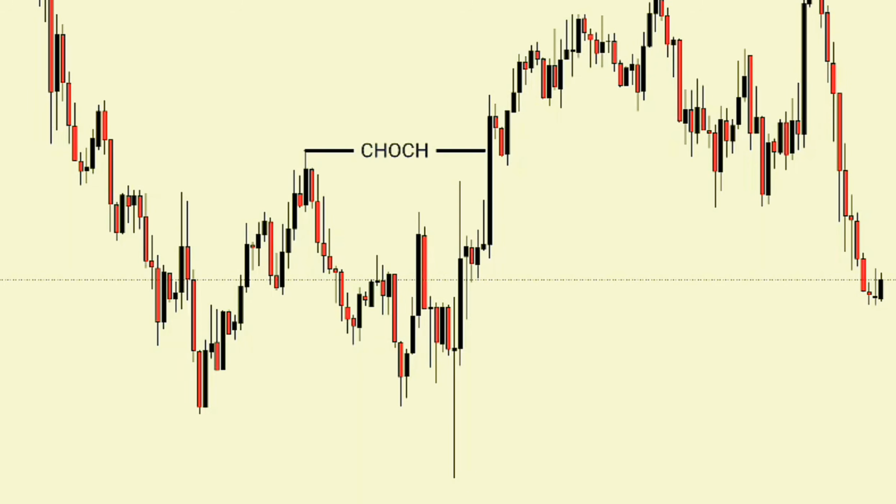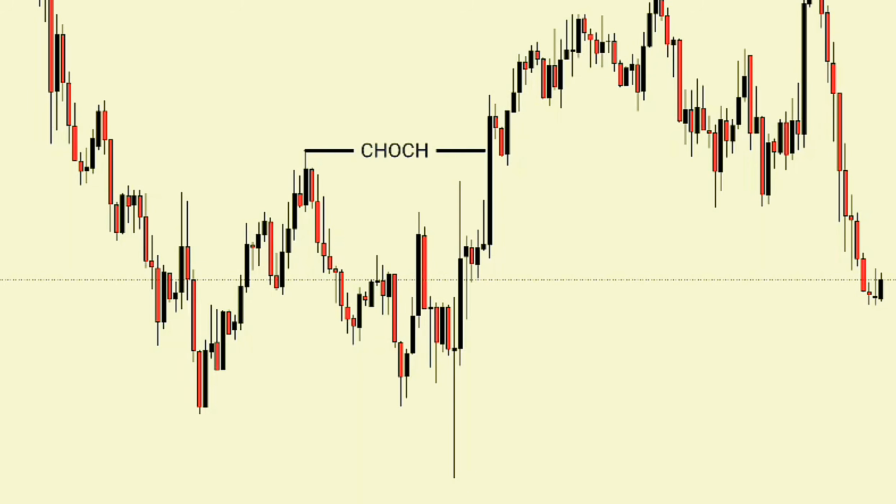However, after the sell-side liquidity was taken, price delivered a strong bullish move that broke above the most recent lower high. This break is significant because it shows that sellers are no longer able to defend their structure. This is what defines a change of character. It is not just a candle moving higher, but a structural break that signals potential directional change. At this point, smart money interest becomes visible, as the market transitions from distribution into accumulation.